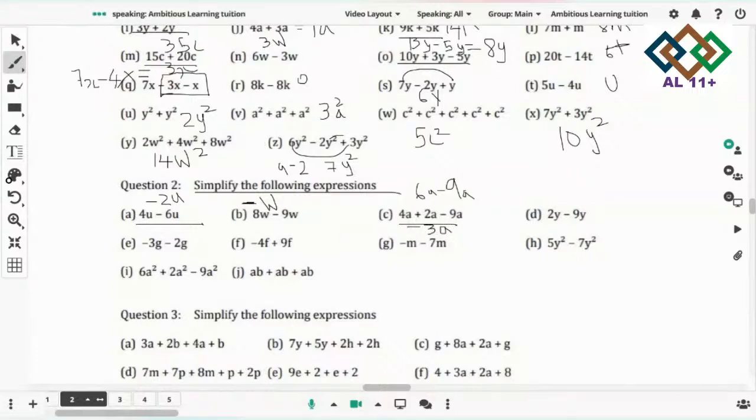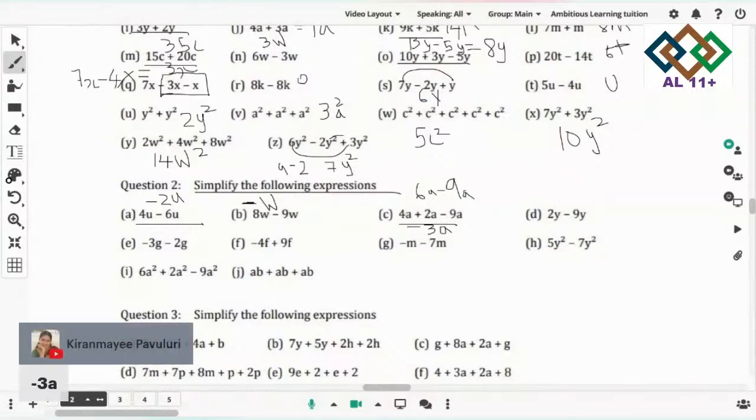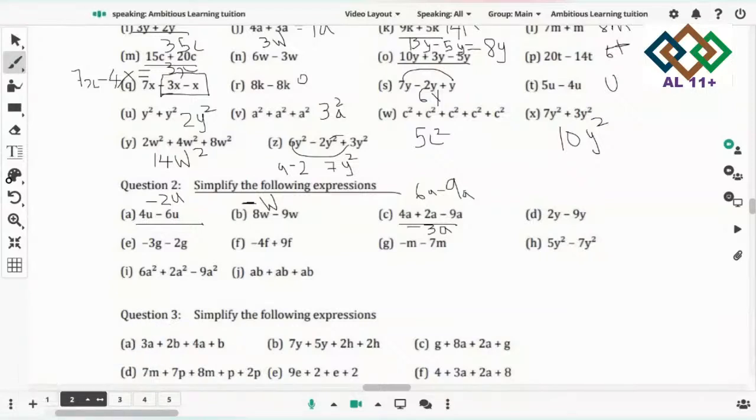So let me just put some of your answers on the screen now. So let's move on to the next one now. Next one is number D. In number D you have 2y minus 9y. You will minus that, that's 7y, but we'll take the sign of the bigger one, that's minus. That will become minus 7y.